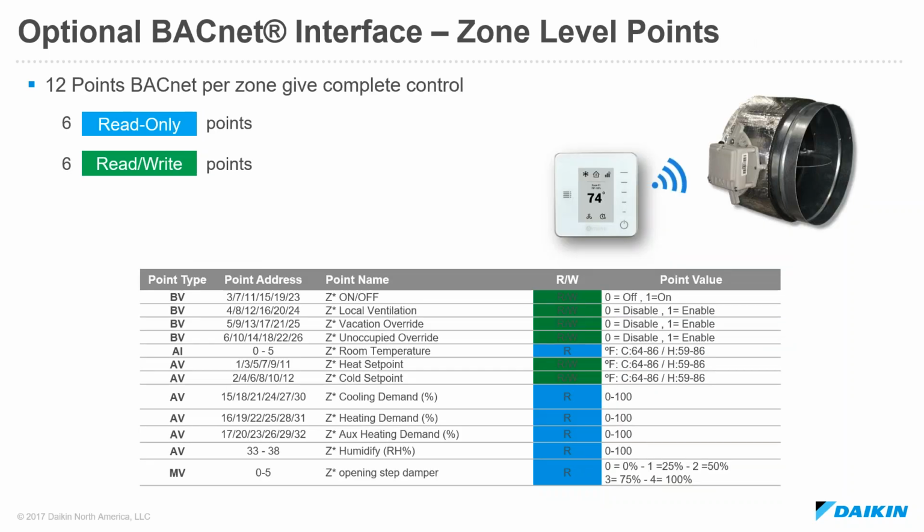There are also 12 different BACnet points at an individual zone level. 6 of those are read-only, 6 of those are read-write. And so essentially you have the ability to command and control zone level set point. We can turn on and off local ventilation. We can turn on and off the zone. We can also monitor that zone's measured room temperature, the demand of cooling and heating percentage. We can even monitor what position that zone actuator is actually positioned at.